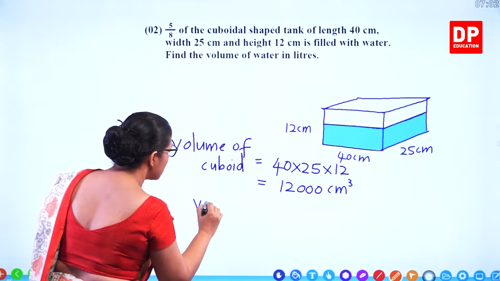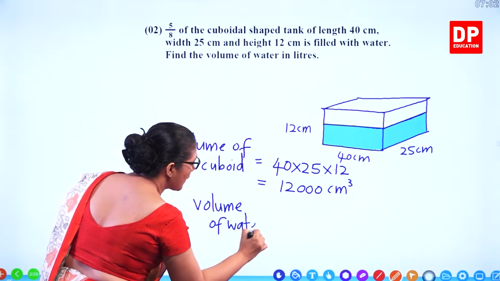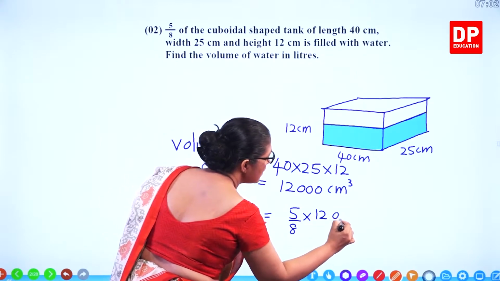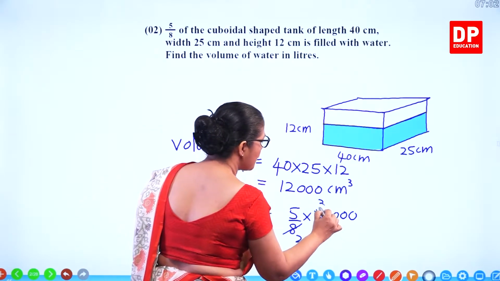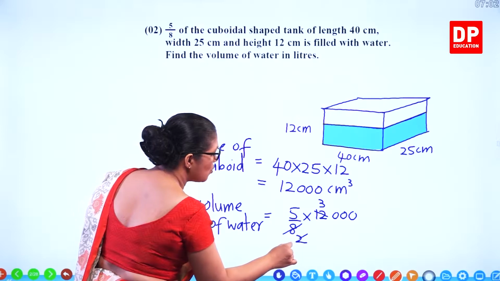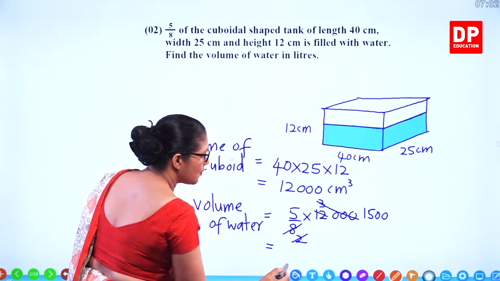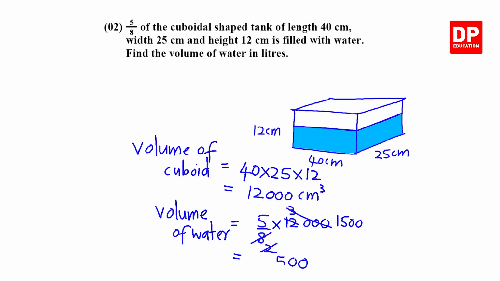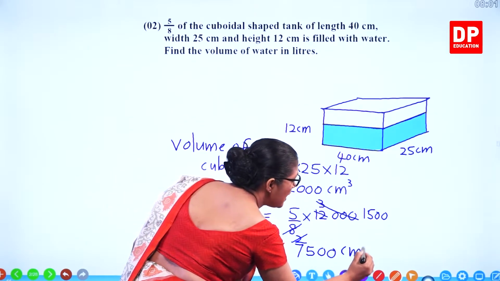From that, 5/8. So volume of water you get 5/8 of 12,000 cubic centimeters. Here 4 times 2, 4 times 3. Then you get 2 times 3,000 is 1,500. So 2 zeros and then multiply by 5. 5 times 5, 25. 2 remaining. 5 times 1, 5 plus 2, 7. So this is 7,500 cubic centimeters.